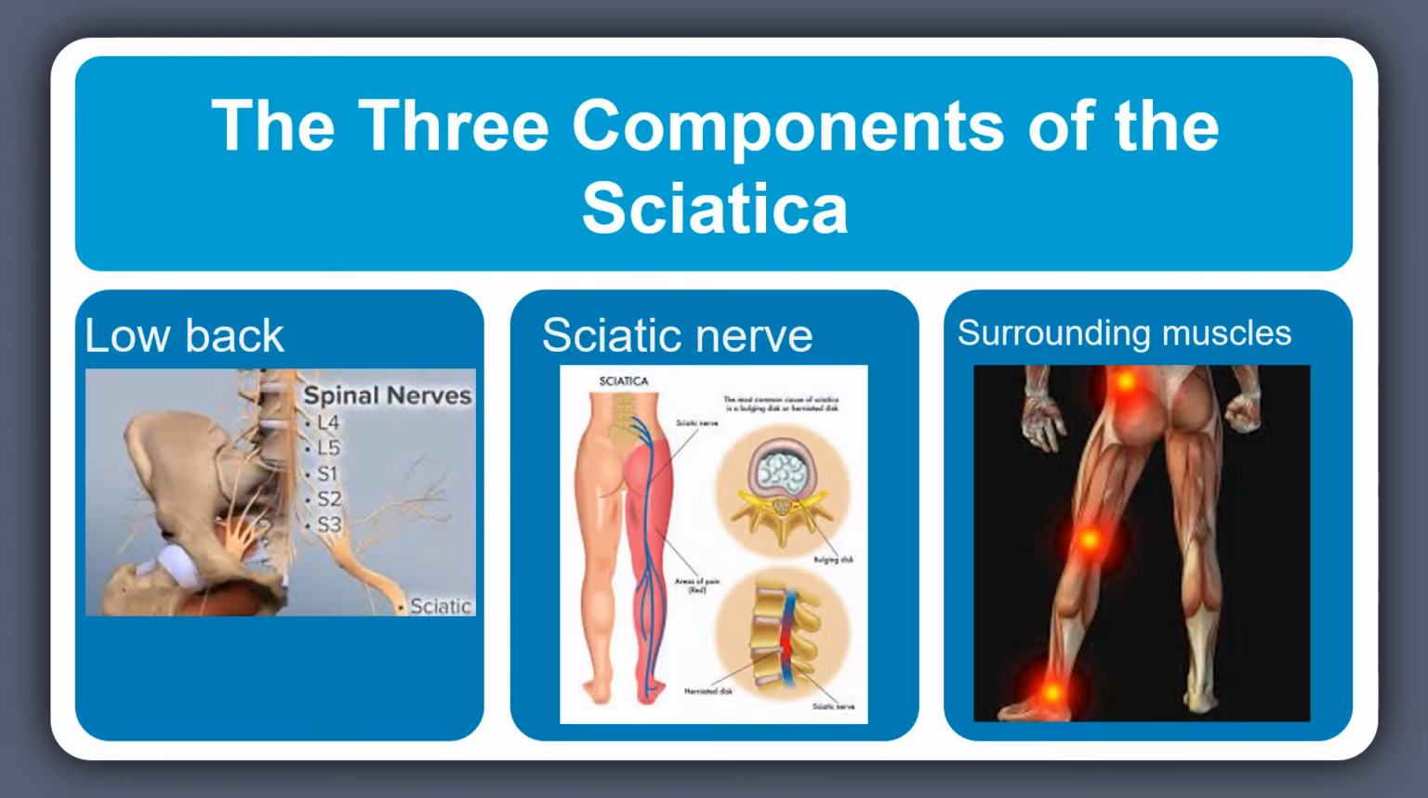So the 3 components of sciatica are the low back, the sciatic nerve, and the surrounding muscles. The sciatic nerve is a combination of multiple nerves, L4, L5, S1, S2, S3, that come out of these spinal segments and then band together to create the sciatic nerve. So the low back is often affected when there's sciatic nerve pain. The nerve itself goes all the way down to the bottom of the foot, and the surrounding musculature, those muscles are innervated by all of those nerves, and so they could be affected as well.